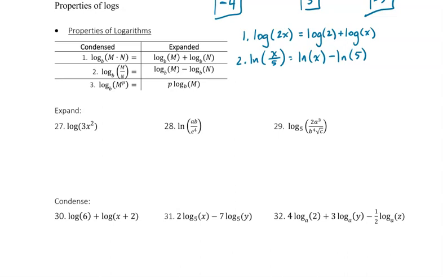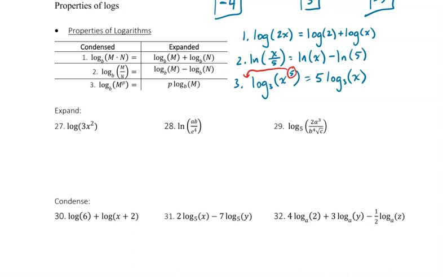The third one says that if inside of a log you have something to a power, that power can actually come out front of the log. So if we have something like log base 3 of x to the 5th, the power can just come out front. So this would end up being 5 log base 3 of x.